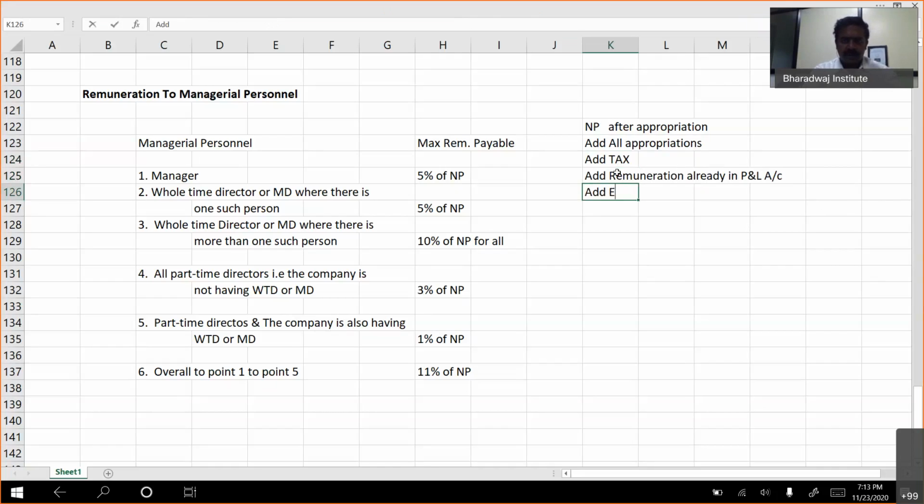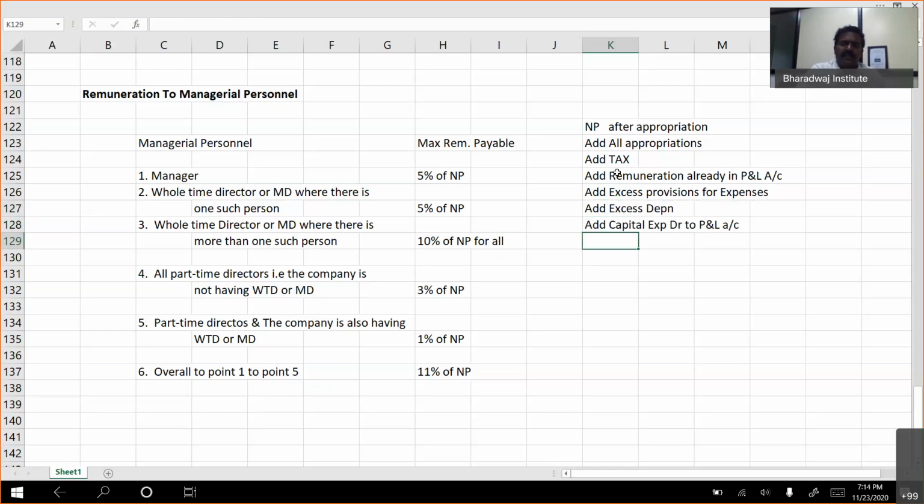Add back excess provisions or expenses. It can be provision for bad debts or provision for repair. Add any excess provision for expenses. Add excess depreciation. Okay, add back any capital expenditure debited to P&L account. Sir, why capital expenditure comes in P&L account?